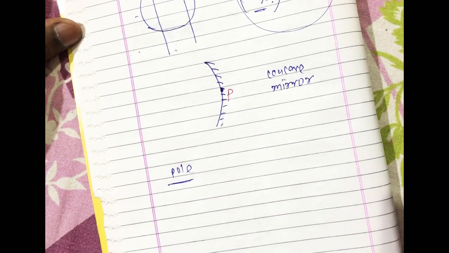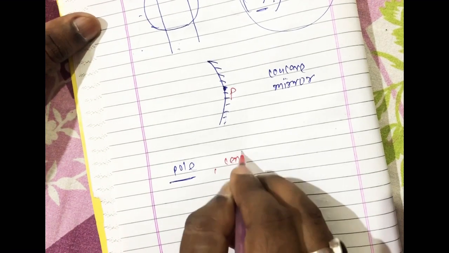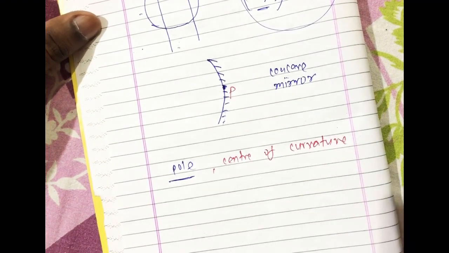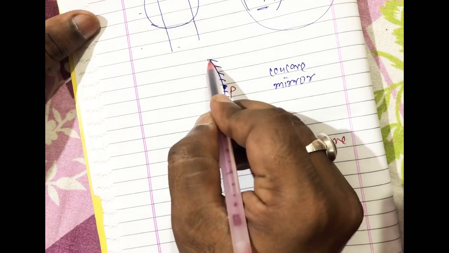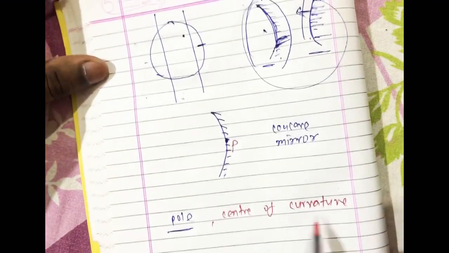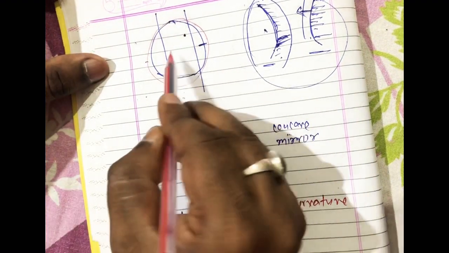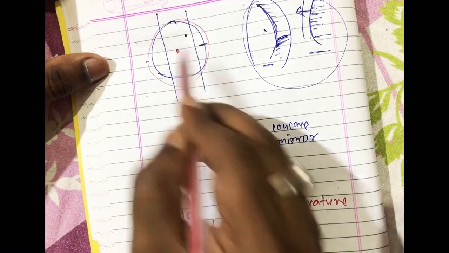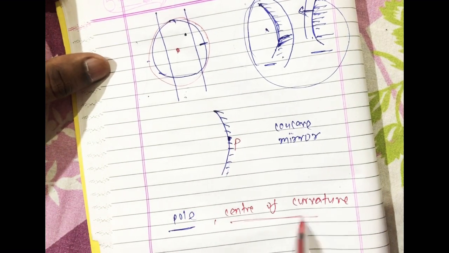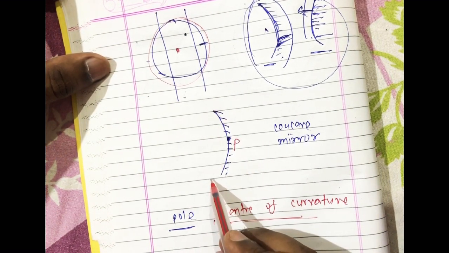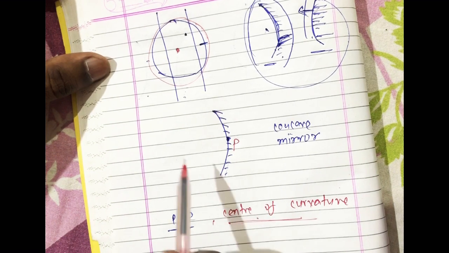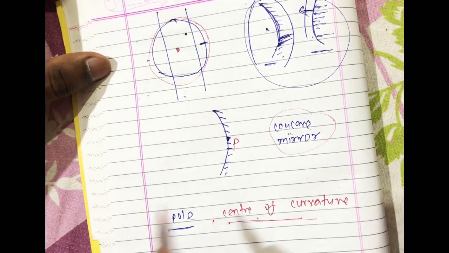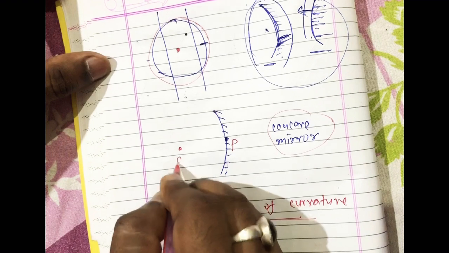Now the second term is center of curvature. We know that this spherical mirror is a part of this spherical glass, so this spherical glass must have a center. This center is called the center of curvature for this concave mirror. We can define the center of curvature as the center of the spherical glass of which this spherical mirror is a part, and it is denoted by the symbol C.